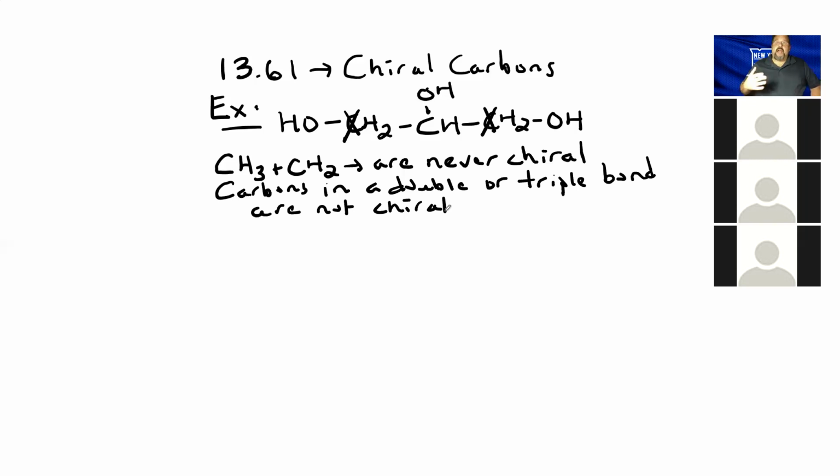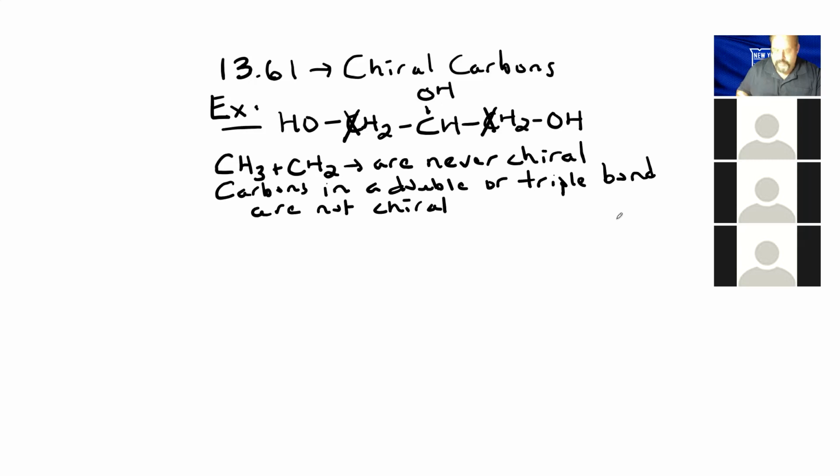So with the idea of a chiral carbon being a carbon atom that has 4 different atoms or groups of atoms attached to it, carbons in a double or triple bond cannot be chiral. So that's the other shortcut to sort of remember as well. Now, for this example here, we've eliminated the 2 CH2 carbons here and here. So really what it comes down to is this carbon in the middle. Is it chiral or not?